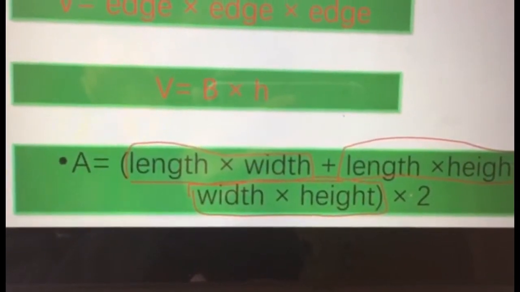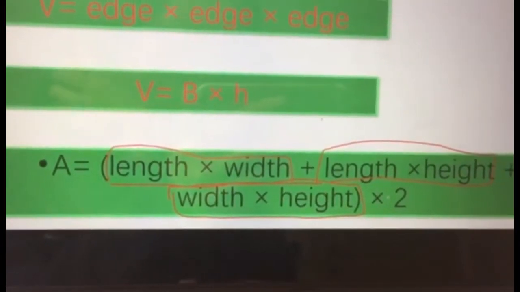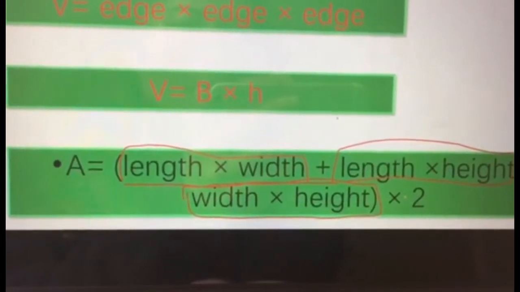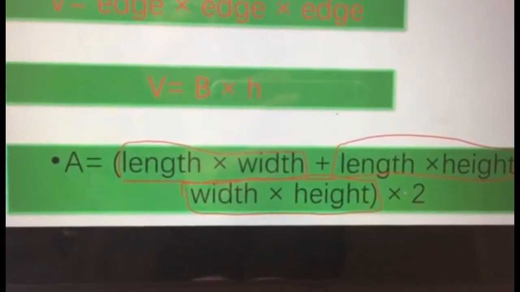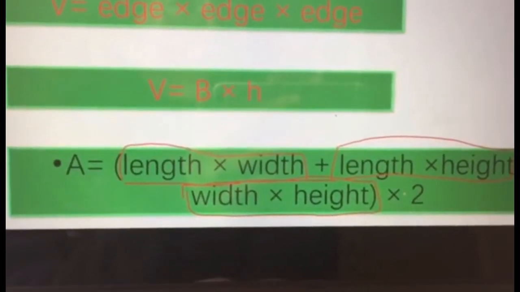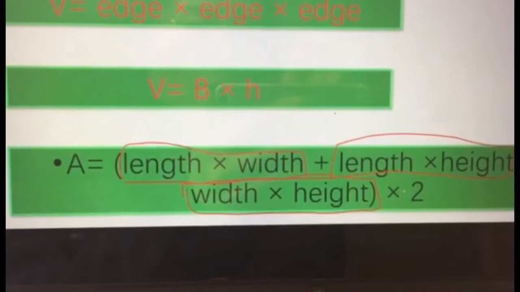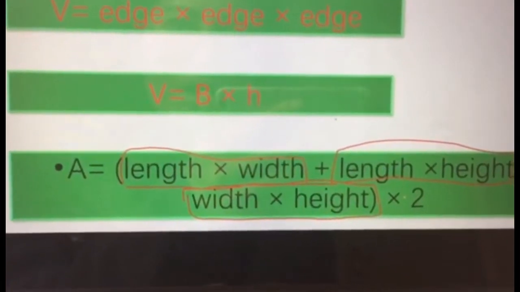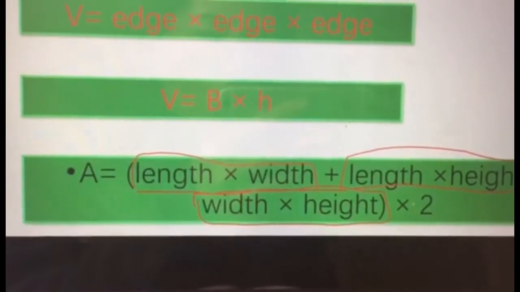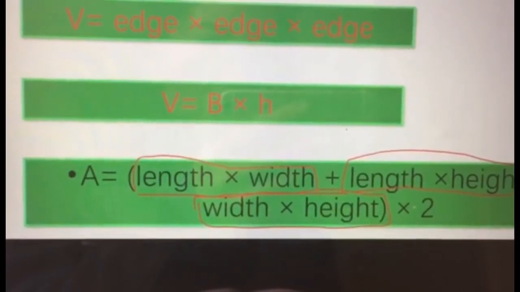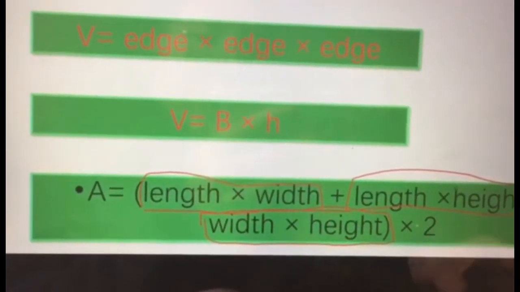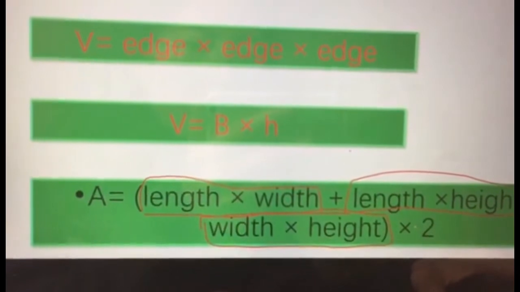Surface area can be confusing sometimes. You have different prisms, so the key point is to add up the area of all the faces. If you remember that key point, you're going to be able to figure out the surface area. Since you already know the area of a triangle and the area of a rectangle, you're able to find the surface area of a prism.